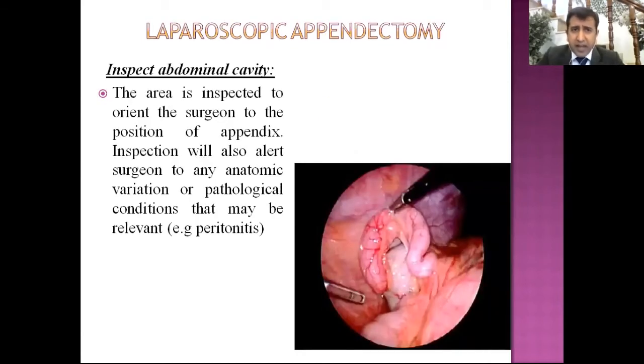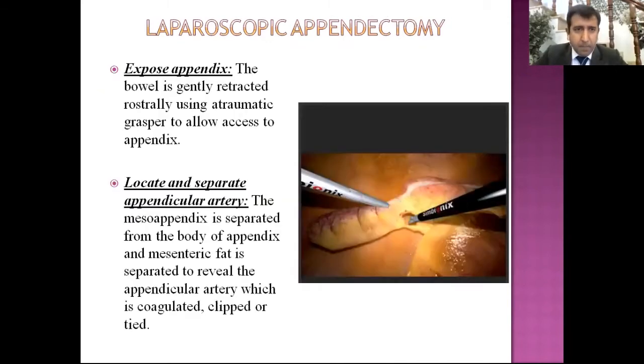Inspect the abdominal cavity. The area is inspected to orient the surgeon to the position of the appendix. Inspection will also alert the surgeon to any anatomic variation or pathological conditions that may be relevant. Because the appendix position is variable, it may be elevated, pre-ileal, post-ileal. We have even seen the appendix just below the liver, in subhepatic positions. So if you are doing an open appendectomy, finding the appendix in subhepatic appendicitis is very difficult. But if you are doing it laparoscopically, you can find it easily.